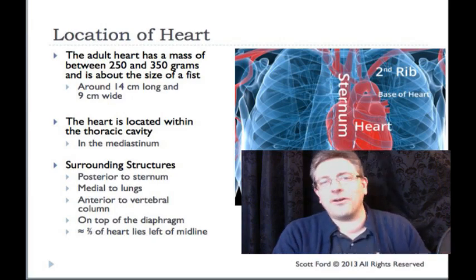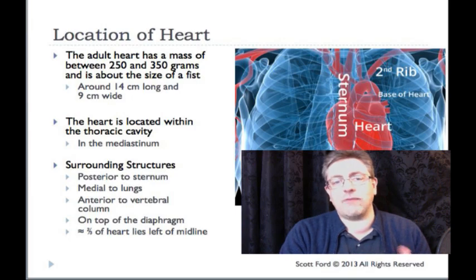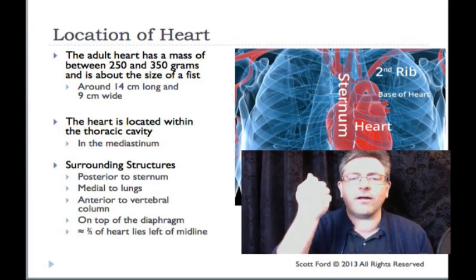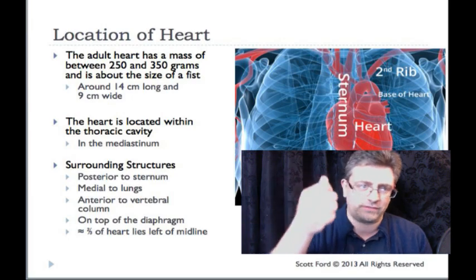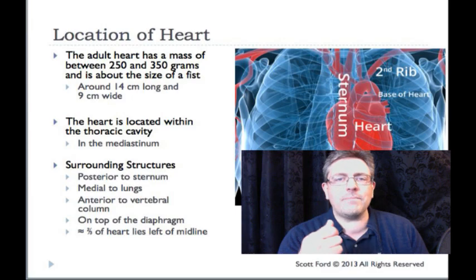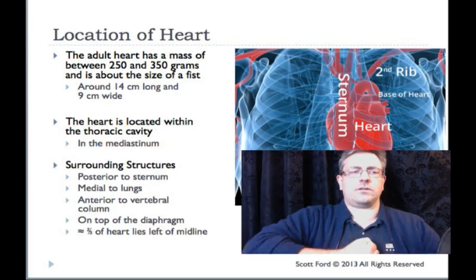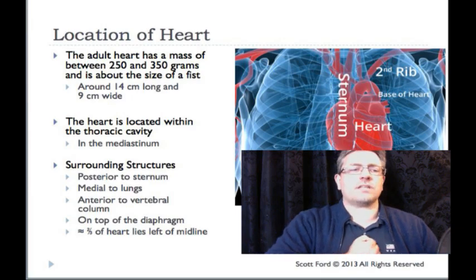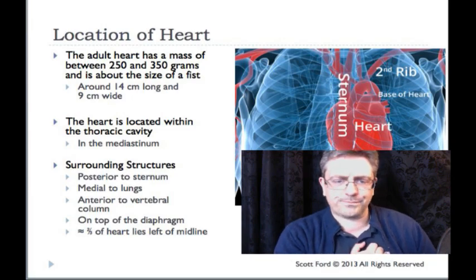Anyhow, we have one heart. The adult heart has a mass of between 250 and 350 grams. It's about the size of a fist. So it's about the size of your fist, not exactly my fist, but your fist for your heart. And it's around 14 centimeters long and about 9 centimeters wide. It's located not directly in the middle. It's kind of located off towards the left side of the chest.